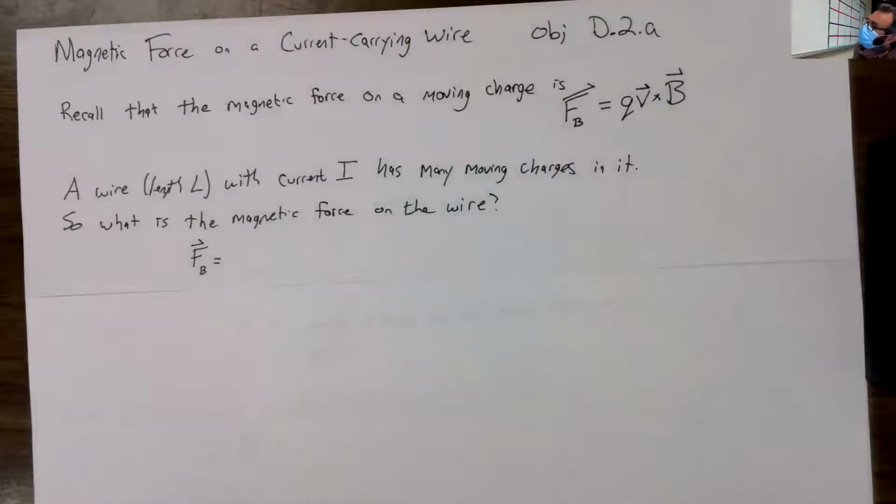Wouldn't it be an integral? It might. If the wire is perfectly straight and the magnetic field is uniform, then we don't need to do an integral. So we just get the charge density then and the length of the wire. It is going to have to do with the charge density. Yeah.